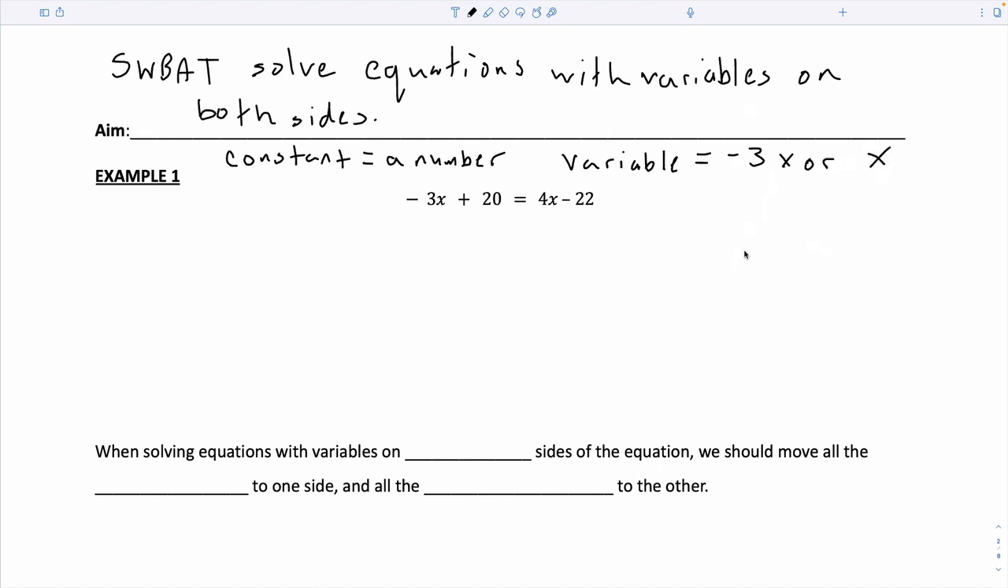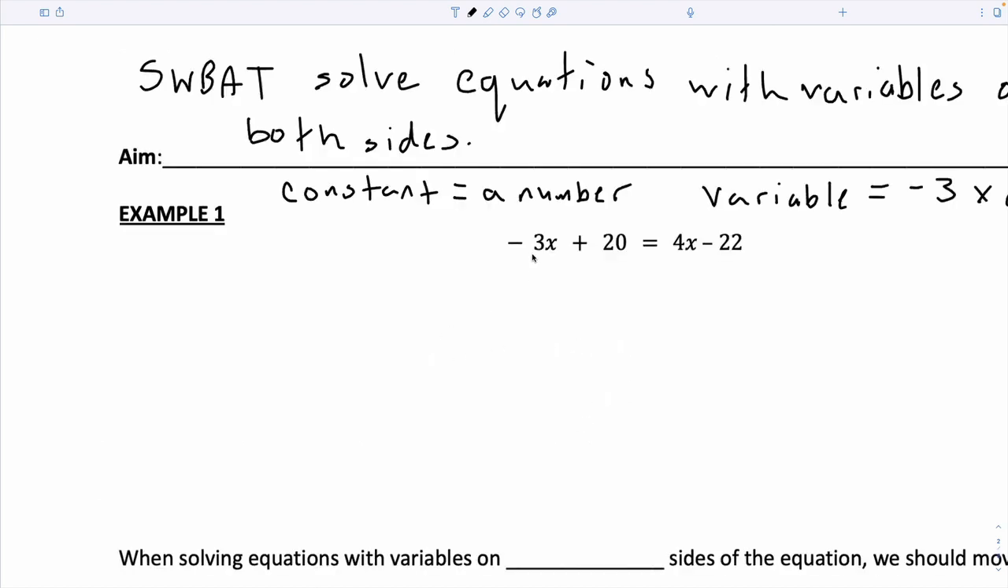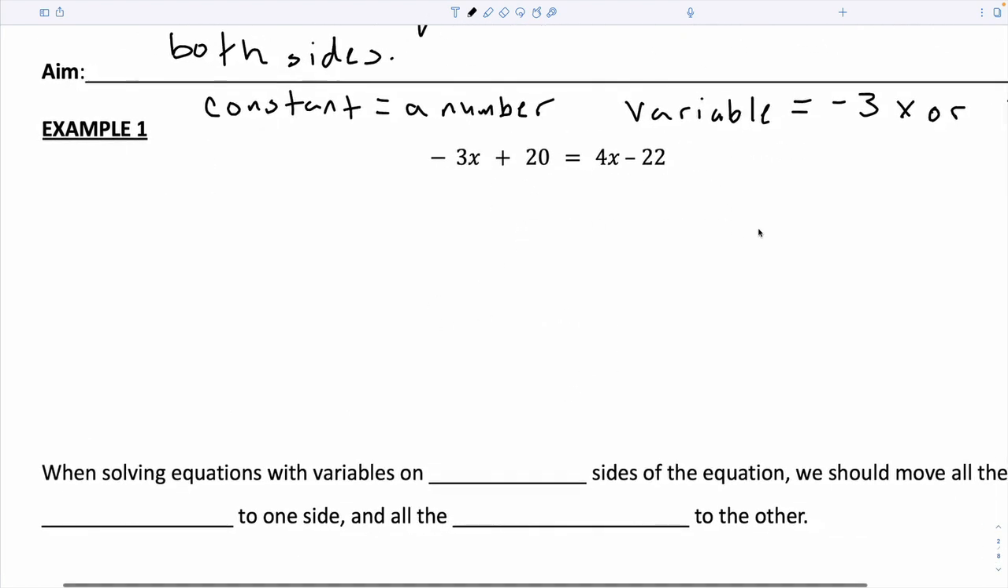When you have an equation, we have never seen an equation look like this before. On both sides of the equation, you have something really weird happening. You have a variable and a constant on the left side, and then you have a variable and a constant on the right. Both sides have both things. What is going on? Here's what's happening.